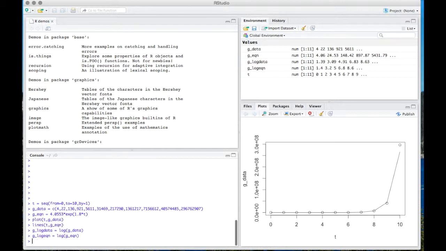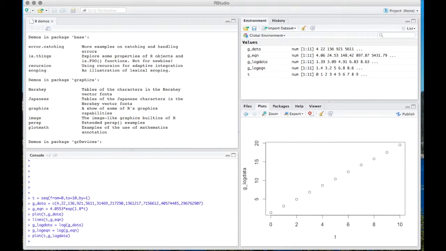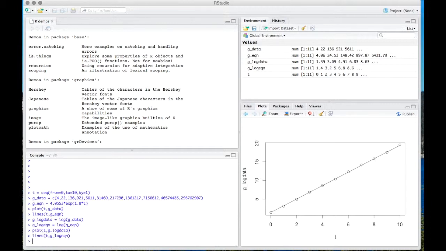Okay, now let's plot the log data. Notice the scale is already much better. We go from 1 to 20 rather than 1 to 10 to the 8th. Okay, now let's add a line for the log equation. And now we can see that it does in fact fit well.